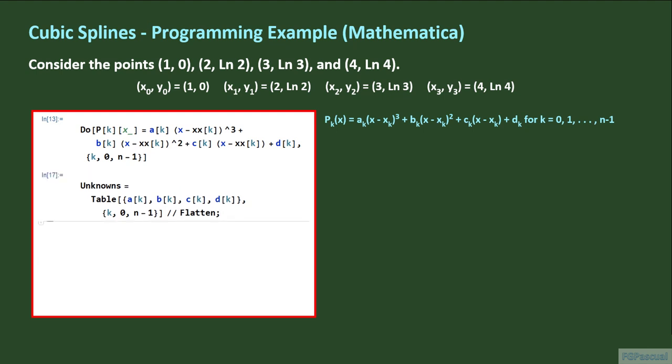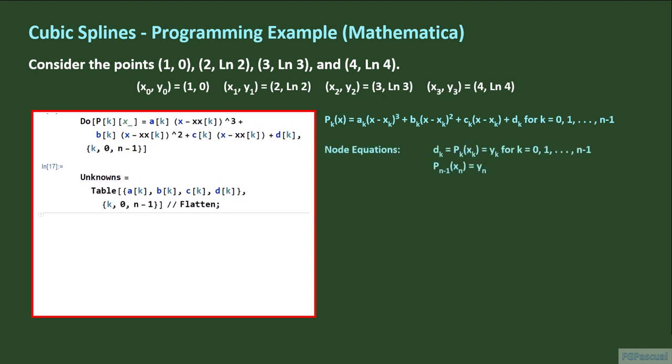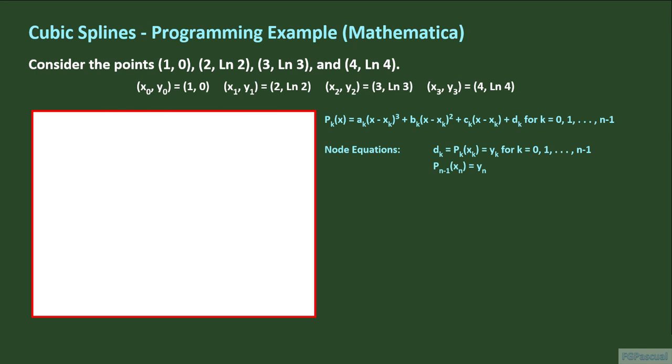We now get started writing the different equations for the unknowns. The first set of equations are the node equations. For the node equations, we use the table command again. We have d[k], and because what we have here is an equation, we use a double equals. d[k] == y[k], and k goes from 0 through n minus 1.